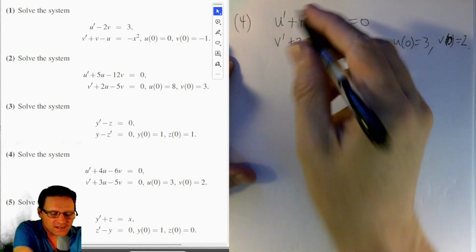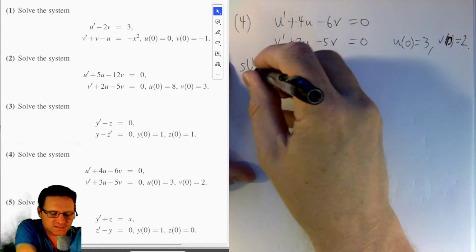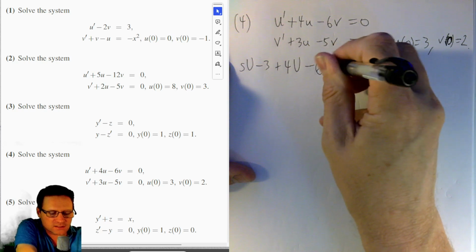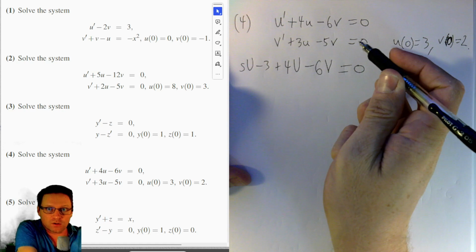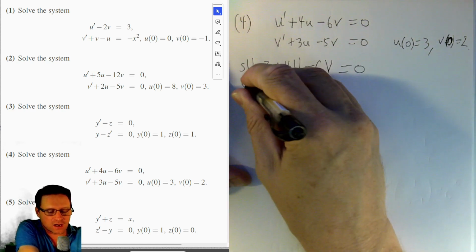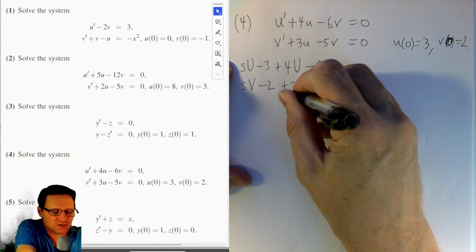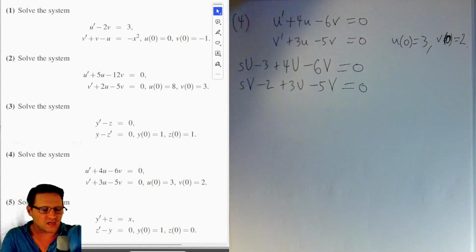Question 4. Okay, taking the Laplace transform of the first equation, we have s uppercase U minus 3 plus 4 uppercase U minus 6 uppercase V equals 0. Taking the Laplace transform of the second equation, we have s uppercase V minus 2 plus 3 uppercase U minus 5 uppercase V is 0. Okay, so now we want to collect like terms, solve these for each of U and V, and then apply the inverse Laplace transform to both of those equations.